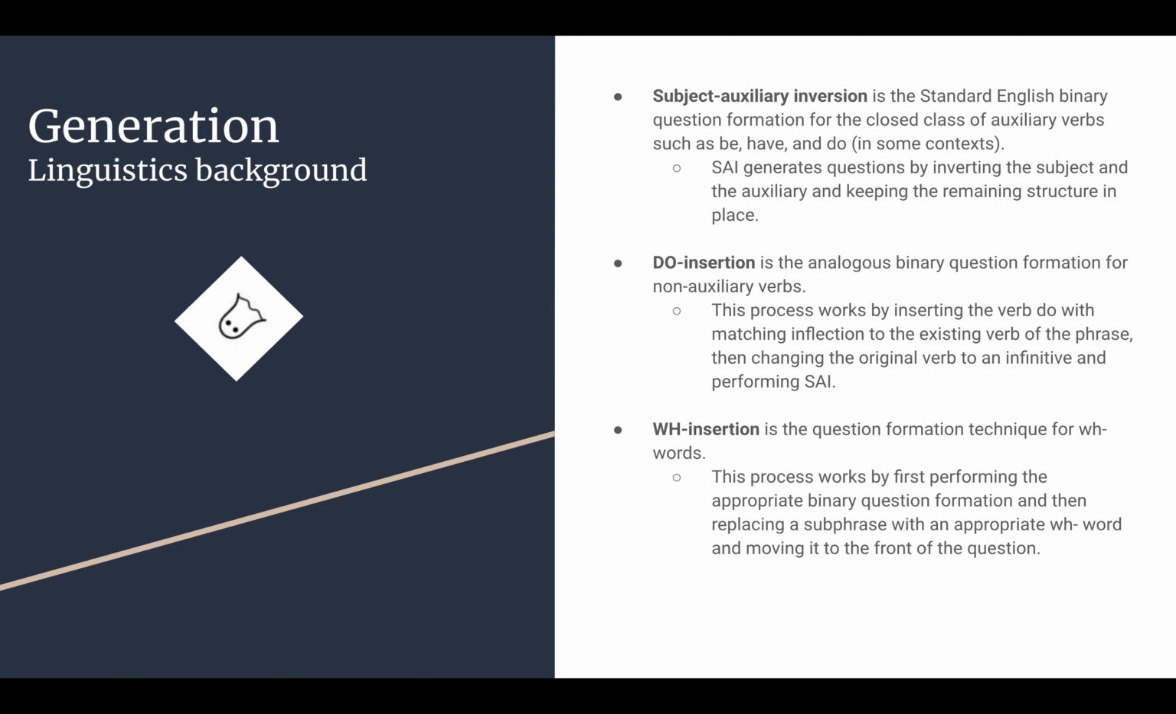Before we get started, let's introduce the linguistic background that we'll be using. There are three concepts that we used in the question generation part. First of all, the subject auxiliary inversion, or SAI. This is the standard English binary question formation for the closed class of auxiliary verbs, such as be, have, and do. SAI generates questions by inverting the subject and the auxiliary and keeping the remaining structure in place.